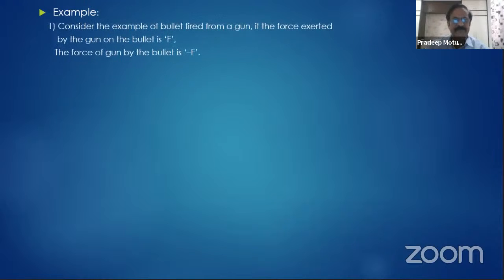Now we will take some very interesting examples of the law of conservation of momentum. You know that a bullet is fired from a gun. The bullet comes out of the barrel with a lot of force, and at the same time the gun pulls backwards. That is nothing but the recoil of the gun.